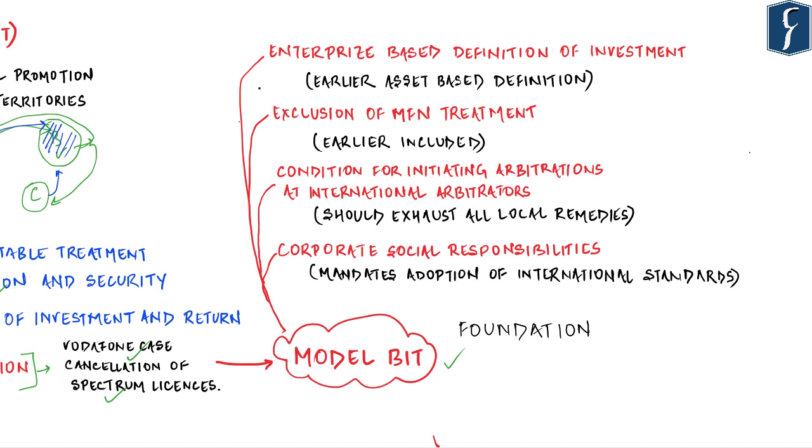Now the first key provision of the model BIT, and also a major change from the past BITs, is that it changes the definition of investment from asset based to enterprise based. The asset based definition of investment under the earlier BITs has been replaced by an enterprise based definition under the model BIT. Now, the asset based definition considers every kind of asset, both movable and immovable, including IPRs, as investment and gives protection under the treaty. Moving away from an asset based approach to an enterprise based approach aims at narrowing the scope of investments to be protected and thus seeks to reduce the number of BIT claims that can be brought against India.